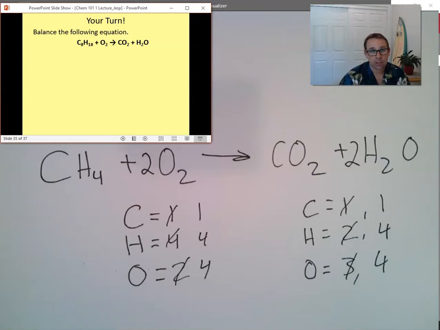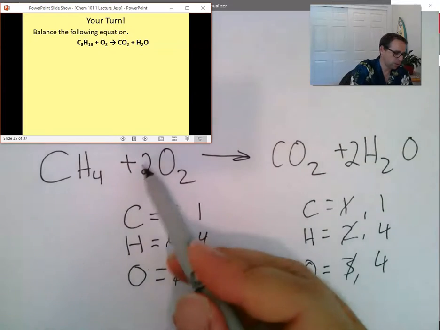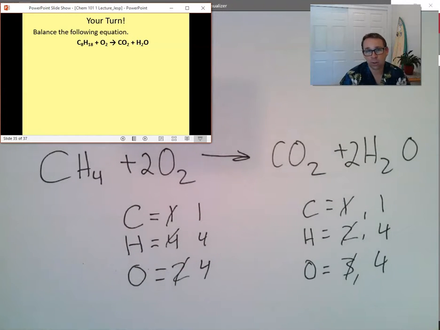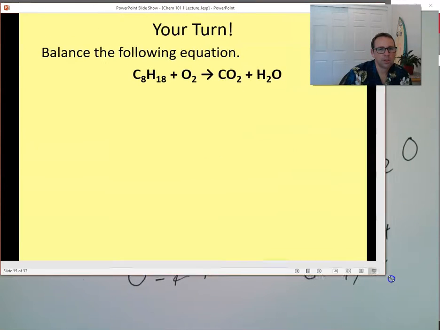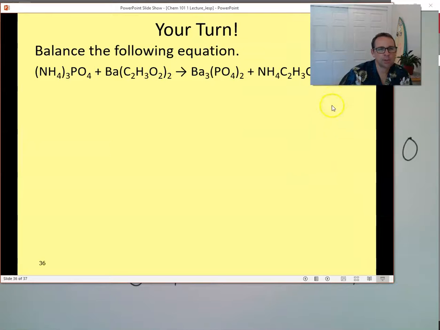Now, if you make a mistake, it's easy to start over, right? You just rewrite the equations, cross out the coefficients, and then you can always start over. So if you get frustrated, you can always stop and start over, and going back and forth is sometimes necessary. All right, very good. Let's look at a couple other examples.